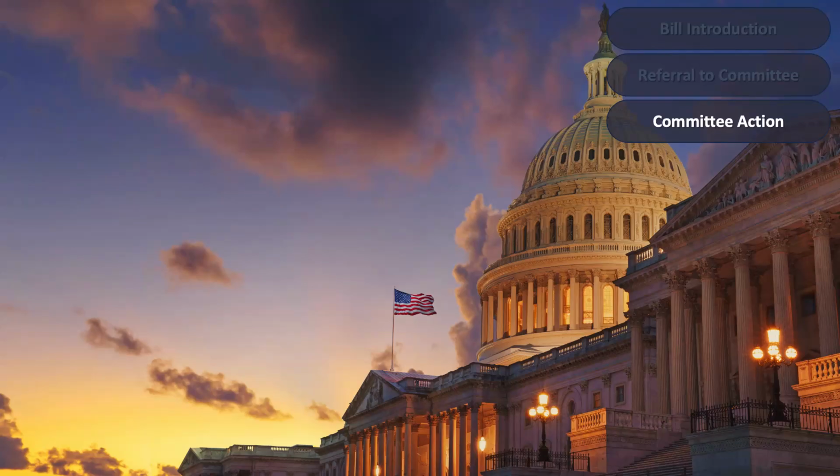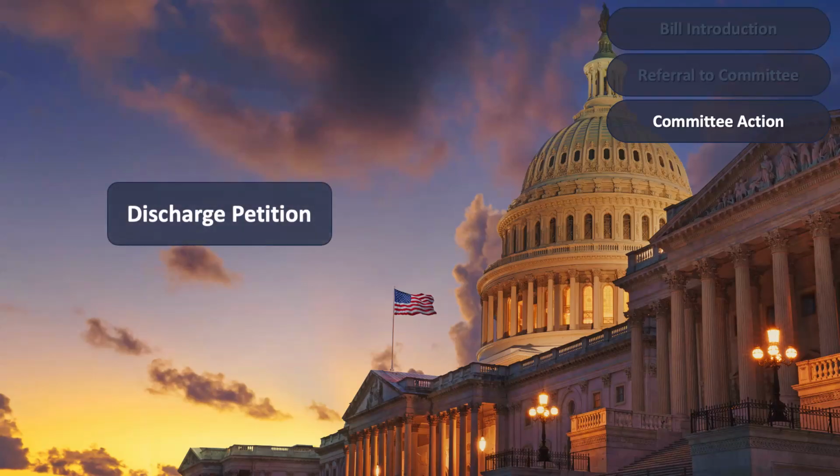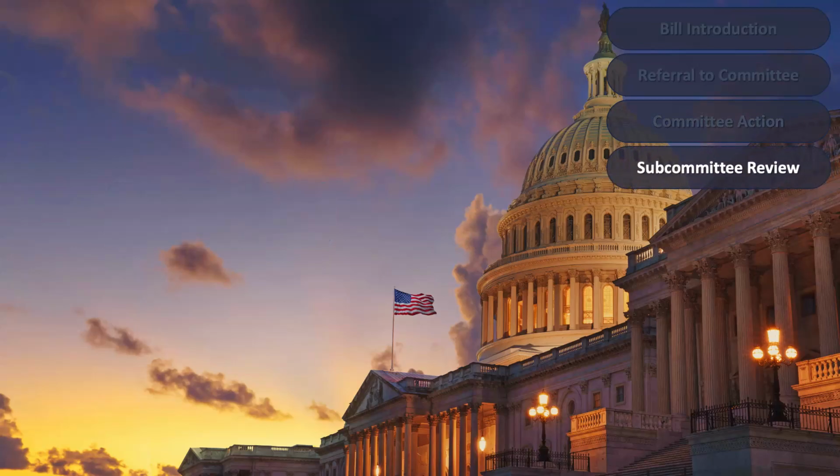They can effectively kill a bill by refusing to act on it, though in the House, a bill can be forced out of committee and back to the whole chamber through a discharge petition signed by a majority of the House members. In general, bills are referred to subcommittees by their committee chair, again based on the general subject matter of the bill. Each committee has a number of specialized subcommittees, which can change from Congress to Congress.